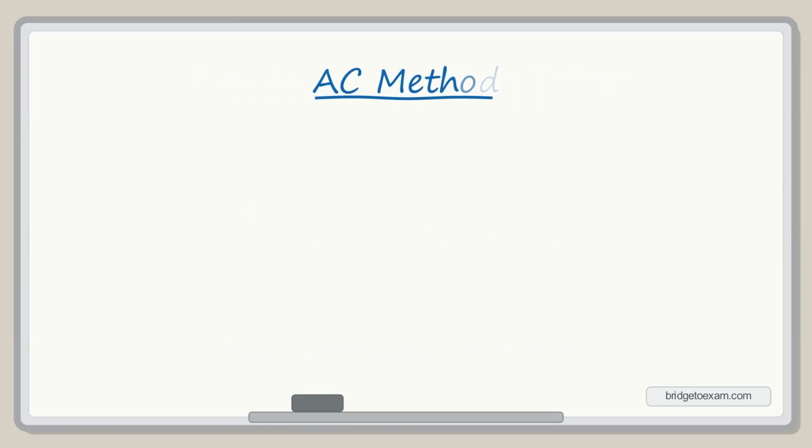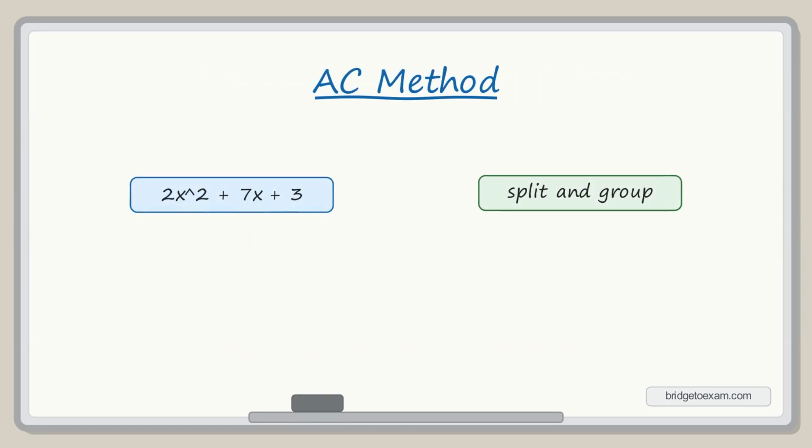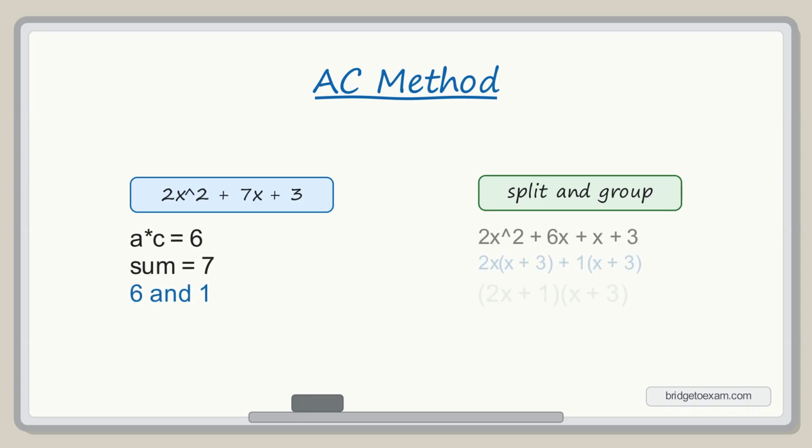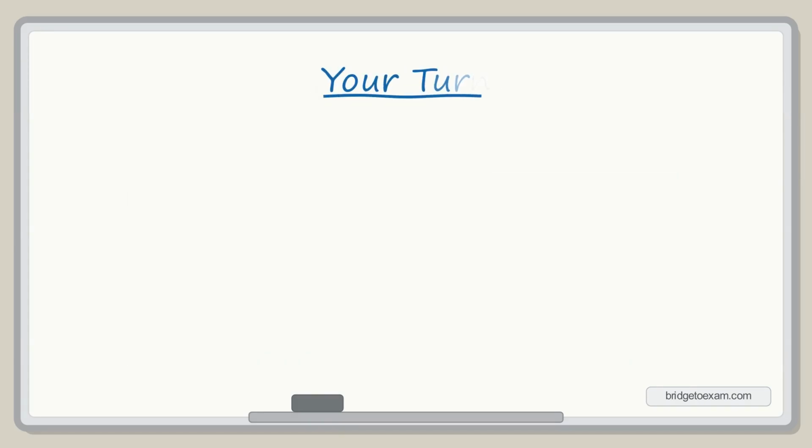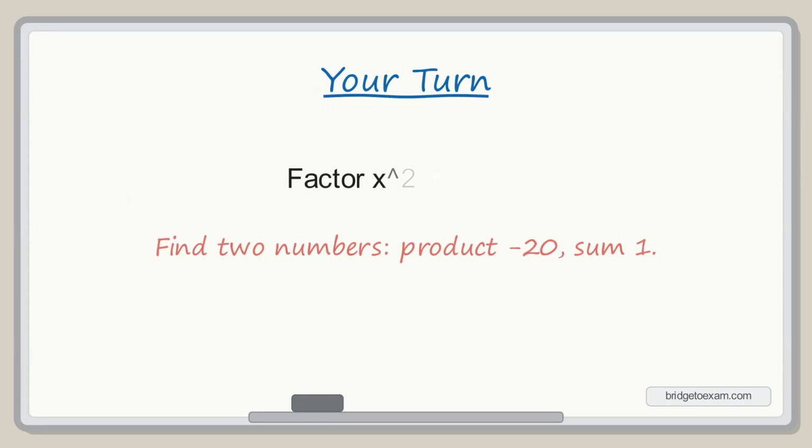For non-monic quadratics, use the AC method. Multiply a times c, find two numbers with that product in middle sum, then split the middle term and factor by grouping. Your turn. Factor x squared plus x minus 20.